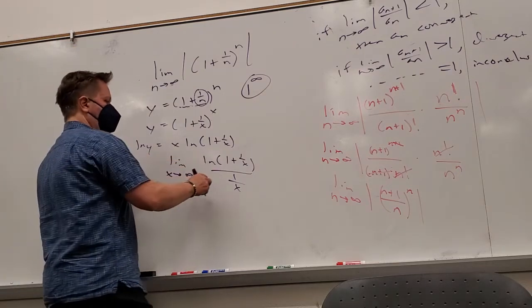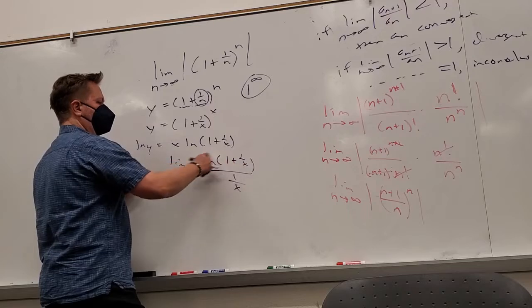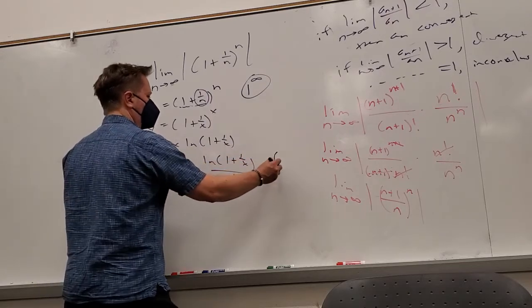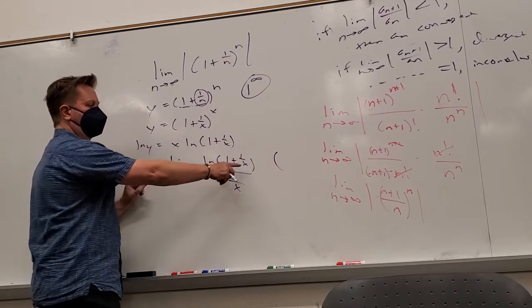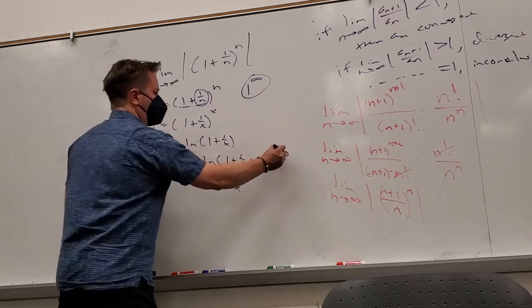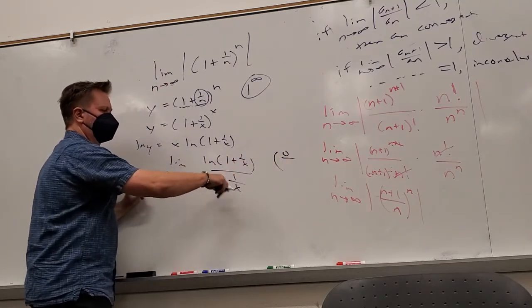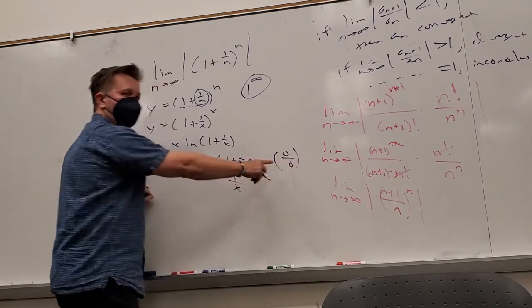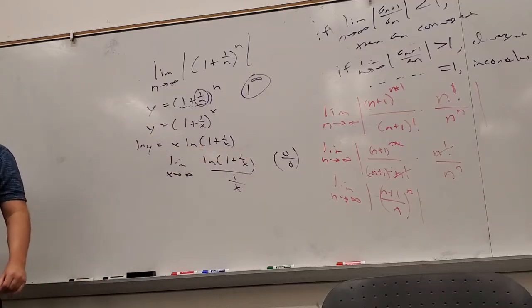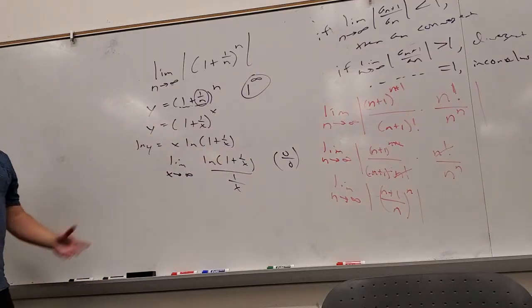What form is it in? As x goes to infinity, what does this go to? 0. Good. Natural log of 1 is 0. As x goes to infinity, what does this go to? 0. Remember that? So let's do L'Hopital's.